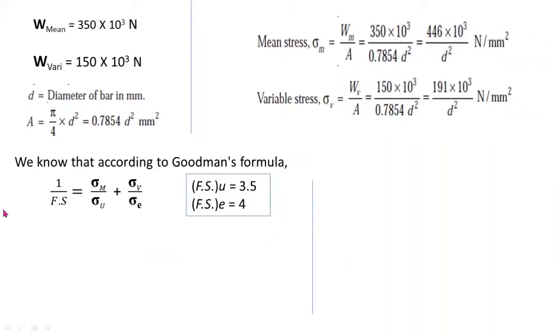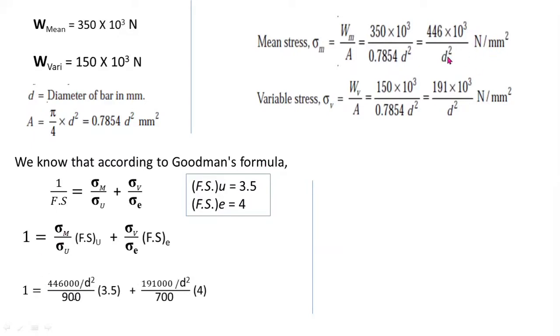But here two factors of safety are given: fs for ultimate stress and fs for endurance limit. So I want to convert this fs value into fsu and fse. By cross multiplication, you can get a new equation like this, with fsu and fse. Now substitute the values.